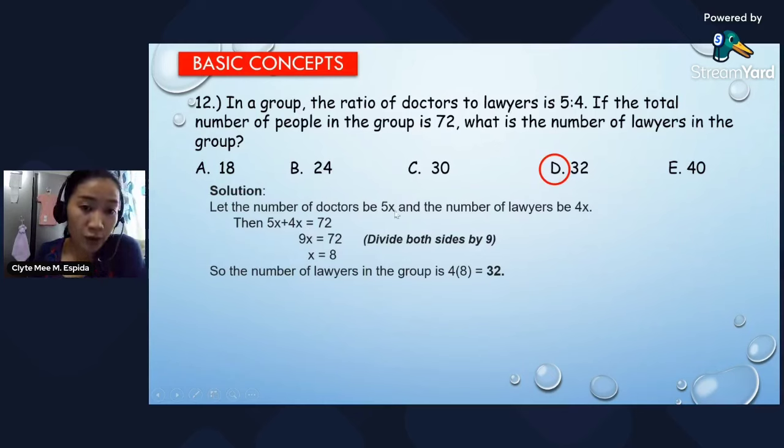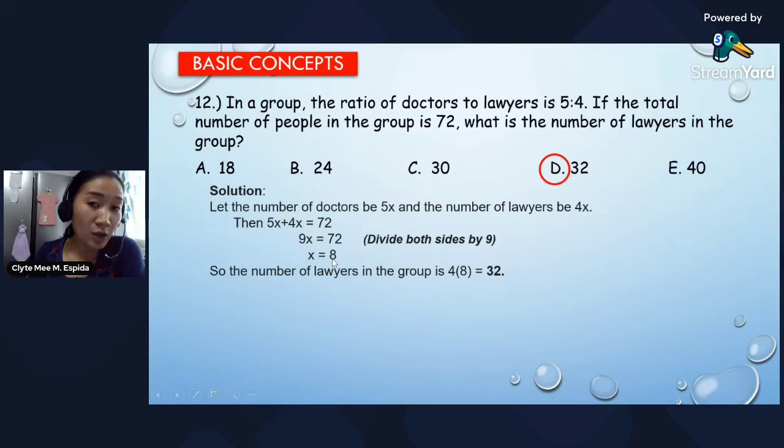Let the number of doctors be 5x and the number of lawyers be 4x. So 5x plus 4x is equal to 72. Then you add it up. That becomes 9x is equal to 72. Divide both sides by 9. So x is equal to 8. Yung 8 po, ito pa lang po yung common factor nila. Yung common factor ng doctors at lawyers is 8.